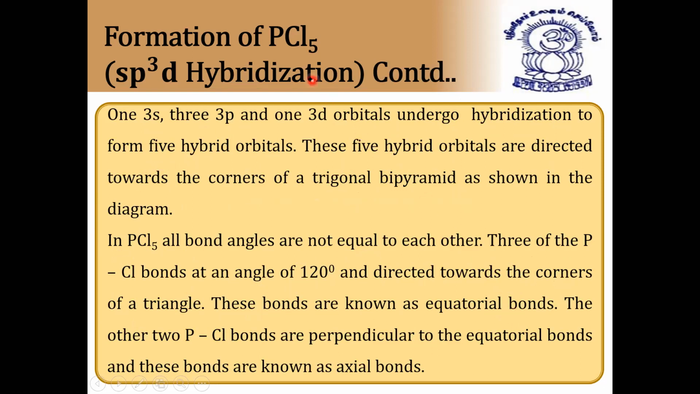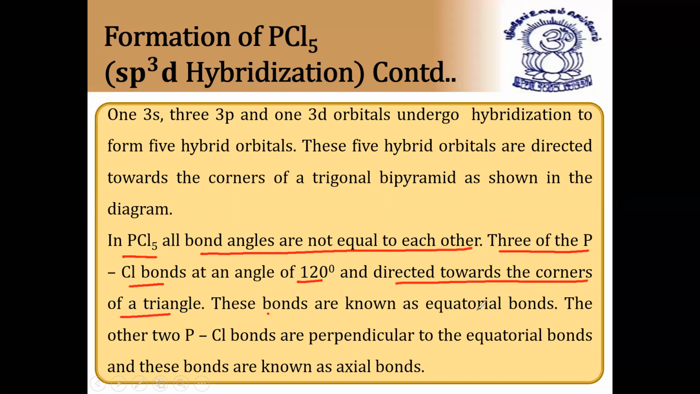So what are these called? This matter is very, very important. They'll ask in the exam which of the following is true regarding PCl5. In PCl5, all bond angles are not equal to each other. Three of the five PCl bonds are at an angle of 120 degrees and directed towards the corners of a triangle.